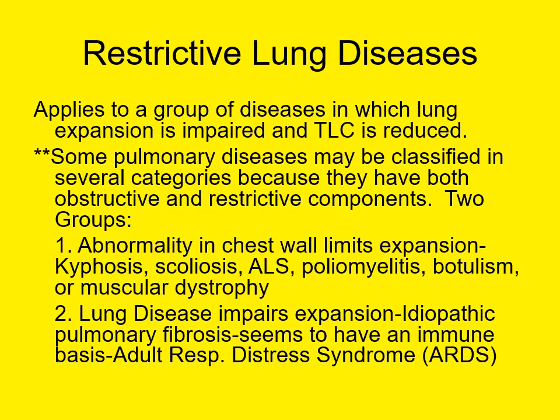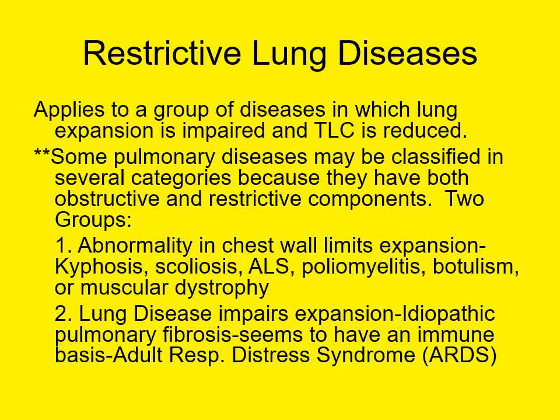Now we go to restrictive lung diseases, and this applies to a group of diseases in which the lung expansion is impaired and total lung capacity, TLC, is reduced. Some pulmonary diseases may be classified in several categories because they have both obstructive and restrictive components. Two groups. First, you can have an abnormality in the chest wall that limits expansion. And remember, the word compliance means the ability of the lungs to expand. So we're going to refer to compliance, and you're going to see that pop up.